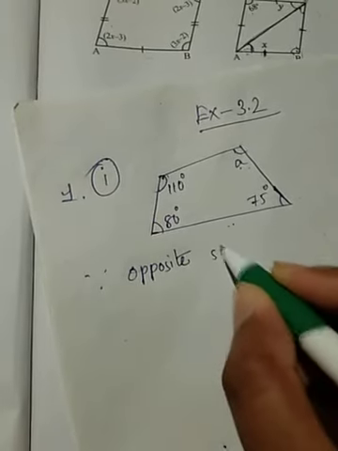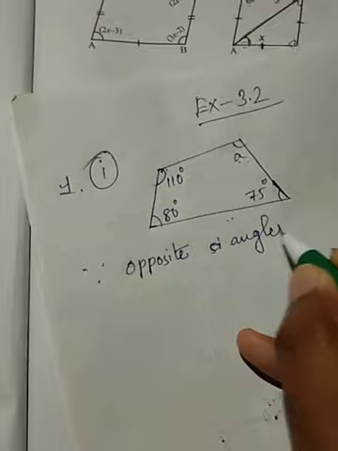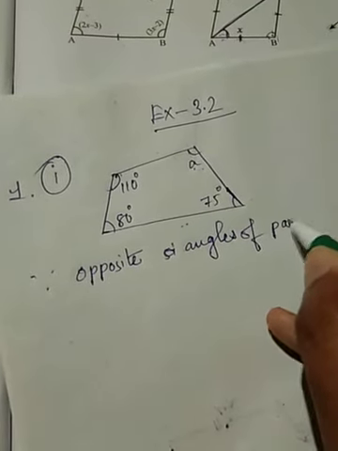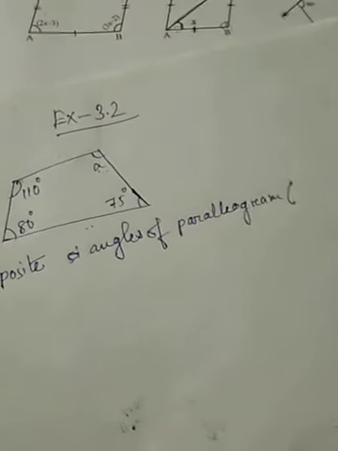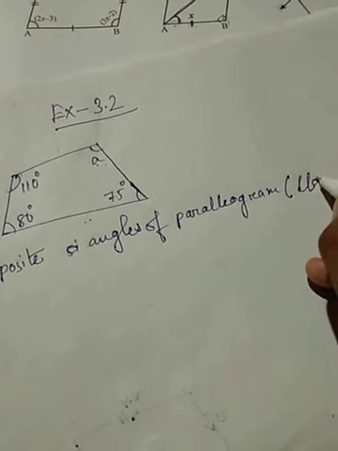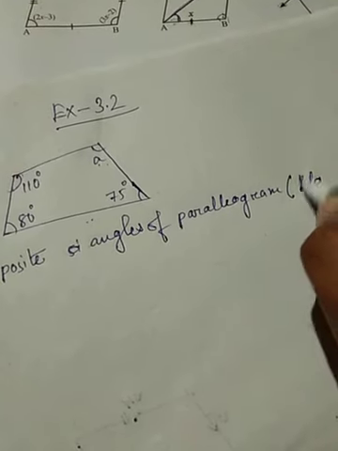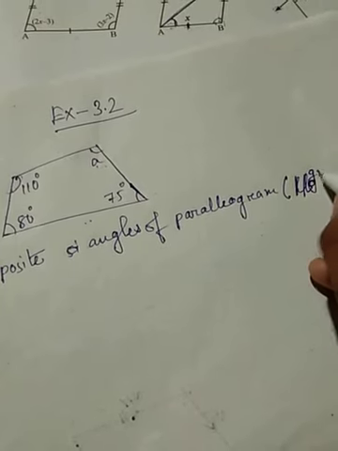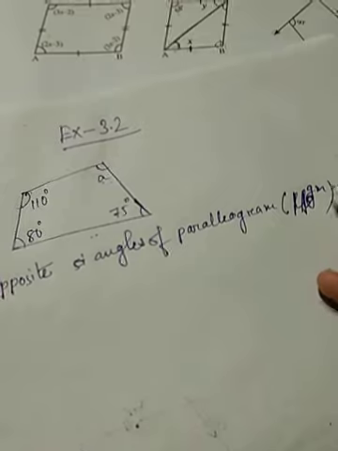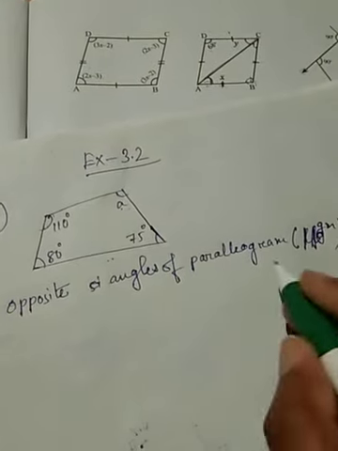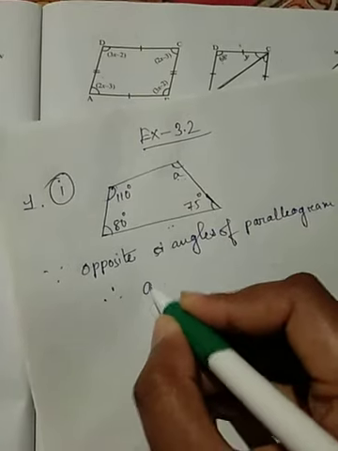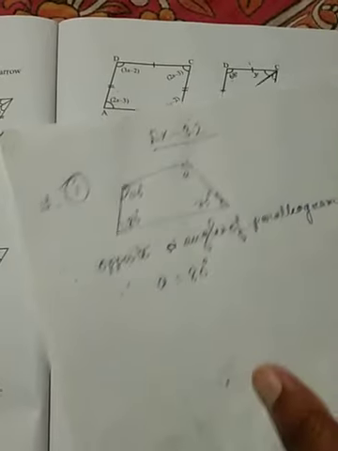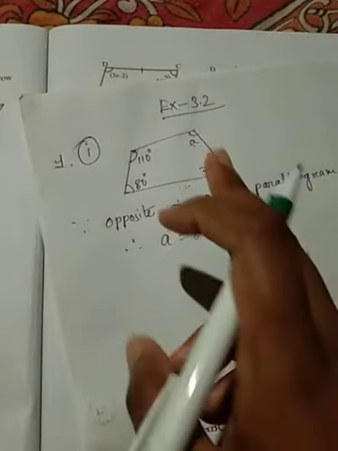Since opposite angles of a parallelogram are equal. The short form of parallelogram is this: we can write the parallel sign and GM. This is called parallelogram. Opposite angles of parallelogram are equal. So therefore A equals 80 degrees. By this property we find the value of angle A.